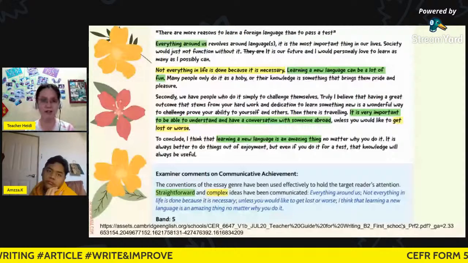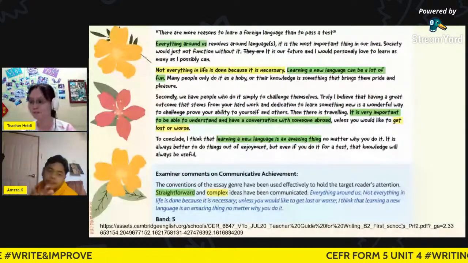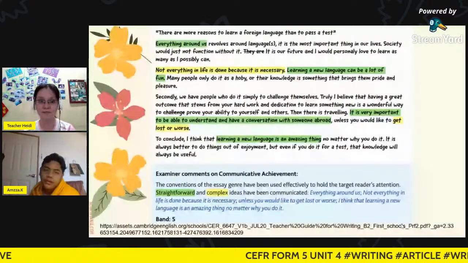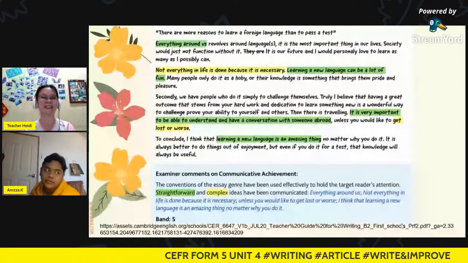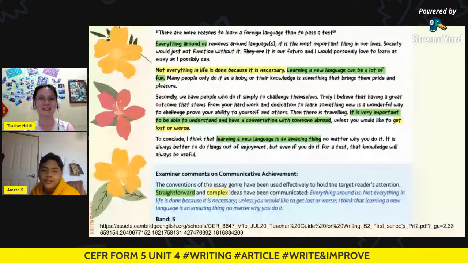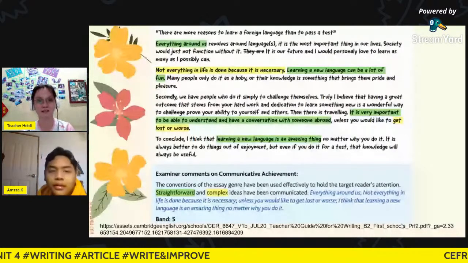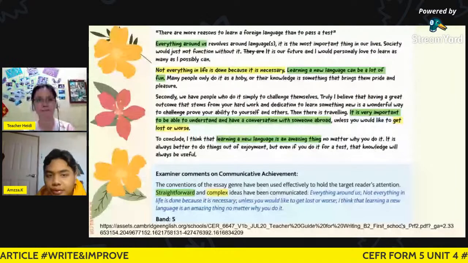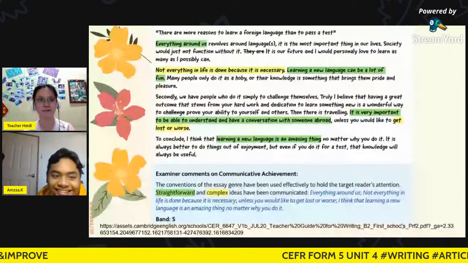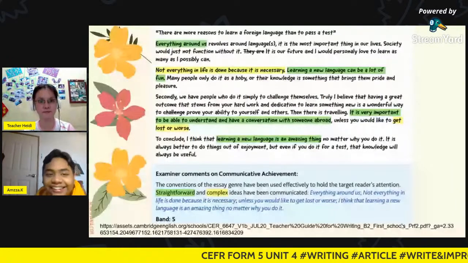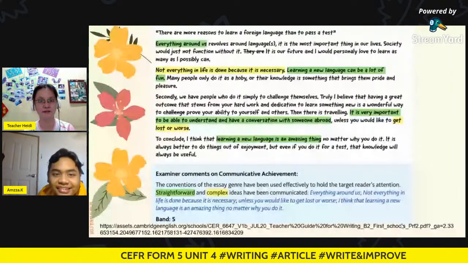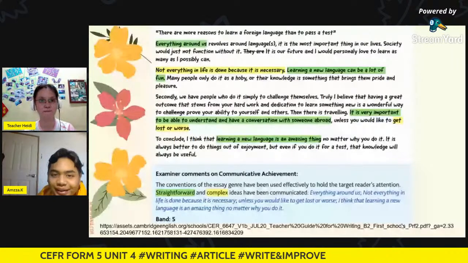Okay, Amza, can you read? Can you see everything, Amza? Are you around there? Can you see the screen? Everything around us revolves around languages.